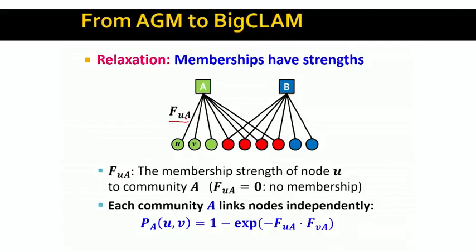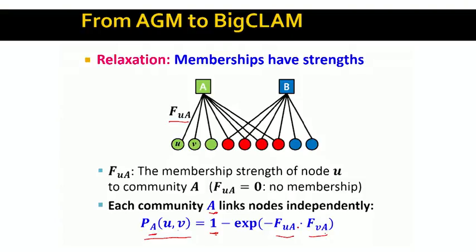Now the question is, how do we think about links of the network arising from this model? The way we will think about this is very similar to what we have been doing so far. We say that each community A links nodes independently, and the probability that two nodes are linked due to a given community, meaning them being members of that community, is simply 1 minus the exponential of minus the product of the membership strengths of the two nodes in that community. The idea is very simple. If we are both members of that community to a very high degree, then the product will be large. We have a minus sign here, so the exponential of a very large negative number is something very small, so the total probability will be high.